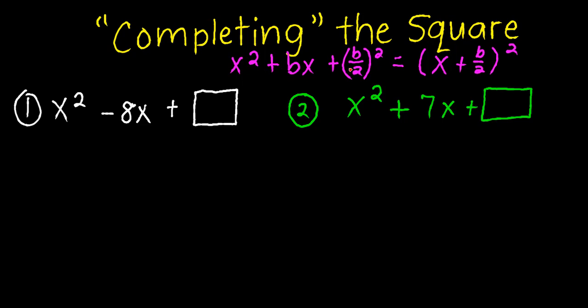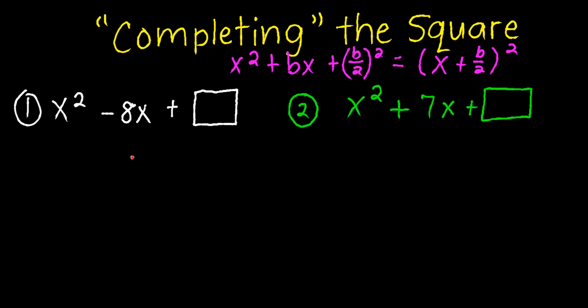The relationship is that you can take the coefficient of the middle term and divide it by 2. That's why we have this b over 2, and square it. That's going to give you the constant of the trinomial. Then when you factor it, you take the square root of the first term, which is going to be x, and the square root of the third term, which will be b over 2 squared. Let's see how this would work.